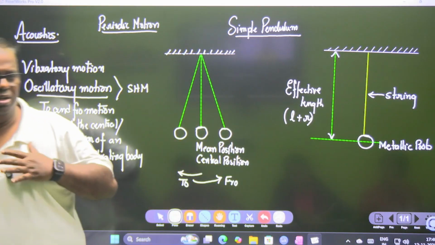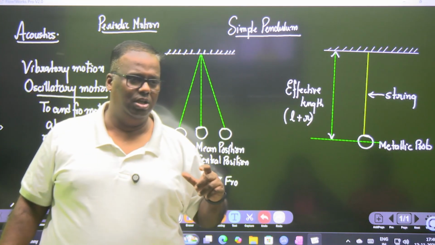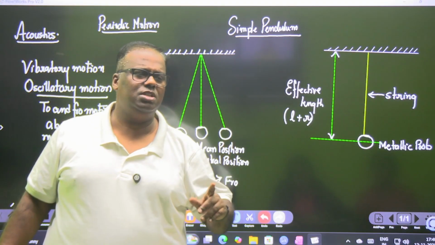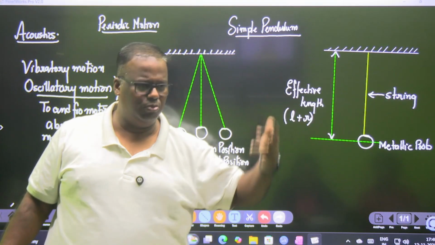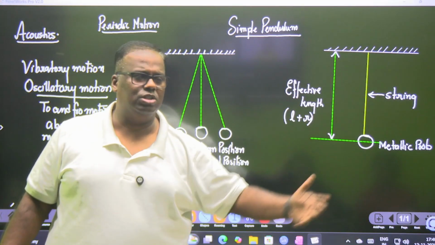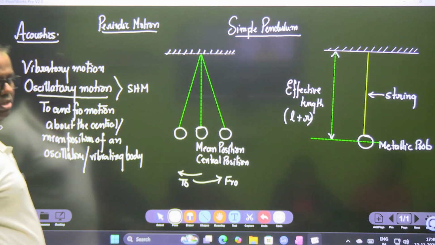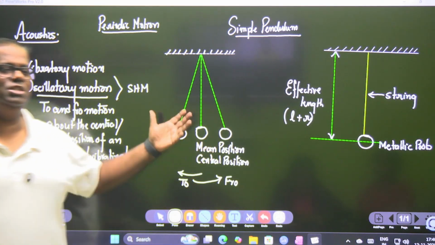So what did we learn? We learned about something called periodic motion. The fan rotating is a periodic motion. Periodic motion has many types: vibratory motion, simple harmonic motion, oscillatory motion. In this chapter, we are more interested in vibratory and oscillatory motion. The best way to understand this motion is a simple pendulum.